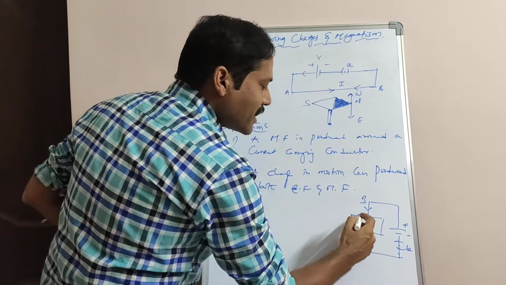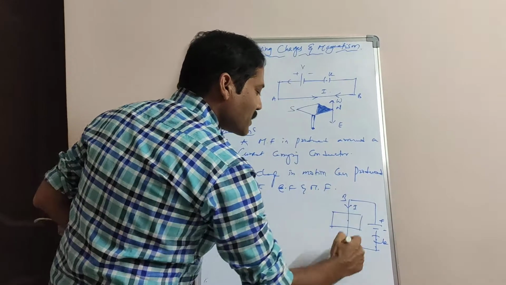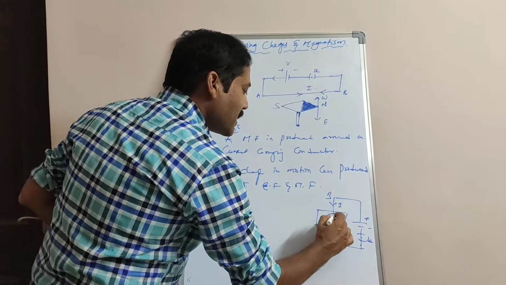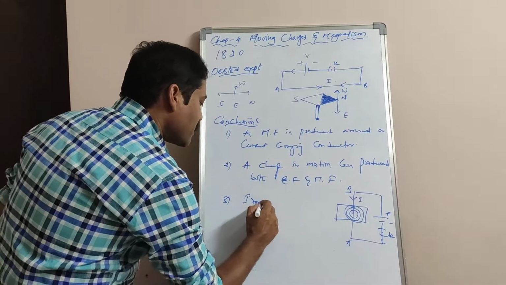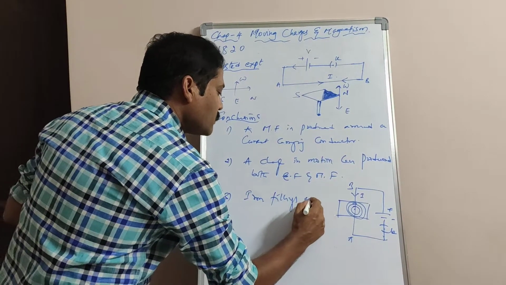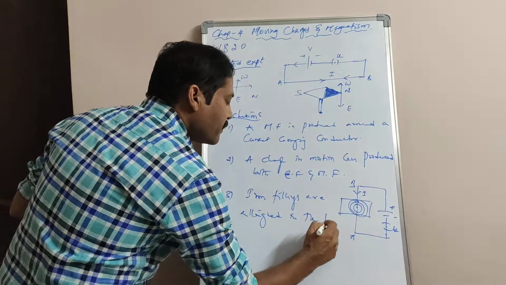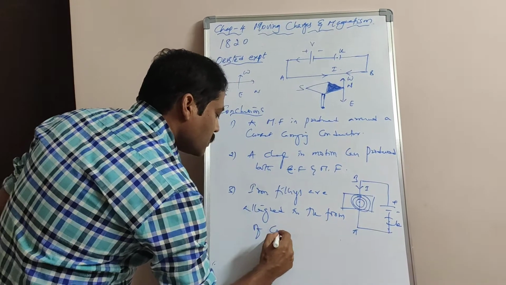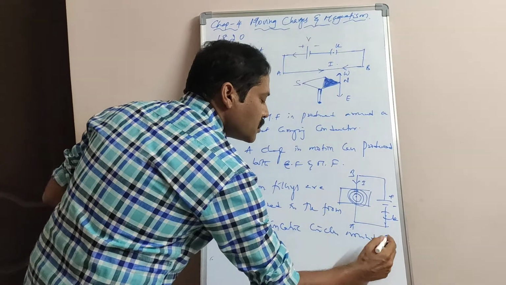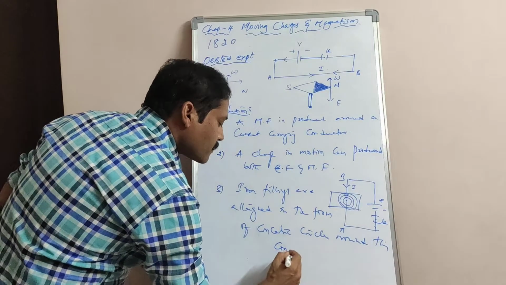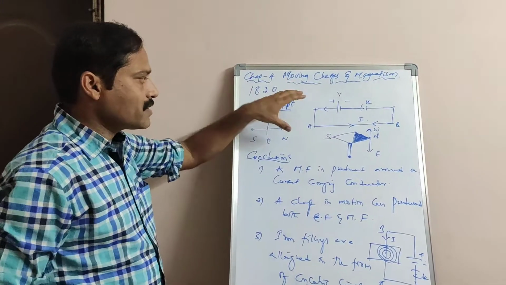Okay, so when these iron filings are sprayed in irregular order, as soon as the current flows through the conductor, they align in the form of concentric circles around this conductor. So these are the three conclusions given by Oersted from his experiment.